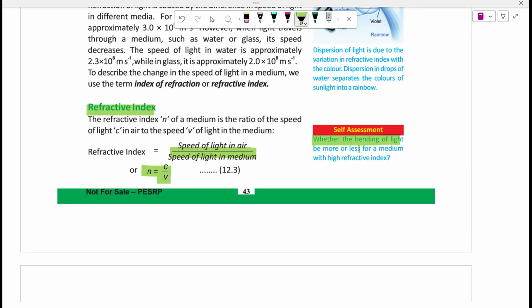Here's this question: whether the bending of light would be more or less with a high refractive index medium. What would be the bending if the medium has a high refractive index? Would it be less bending or more bending? More. And N has an inverse relationship with sine R.